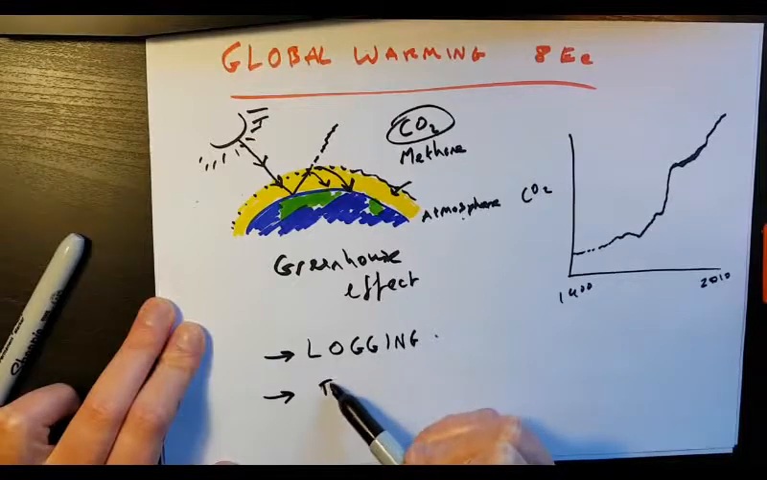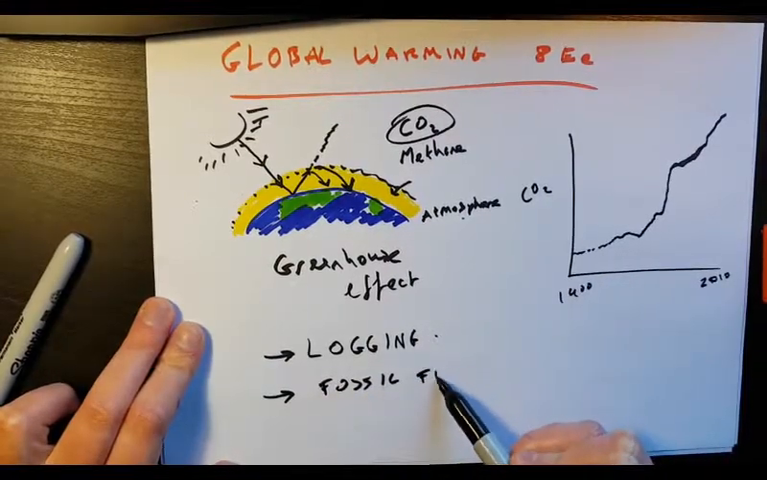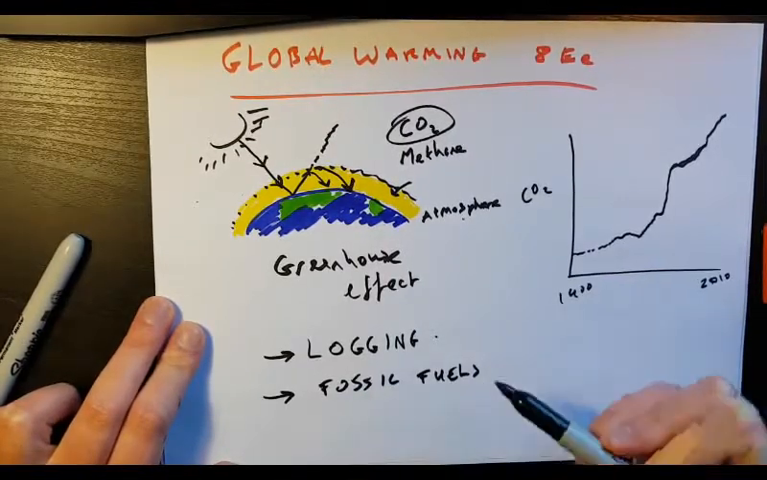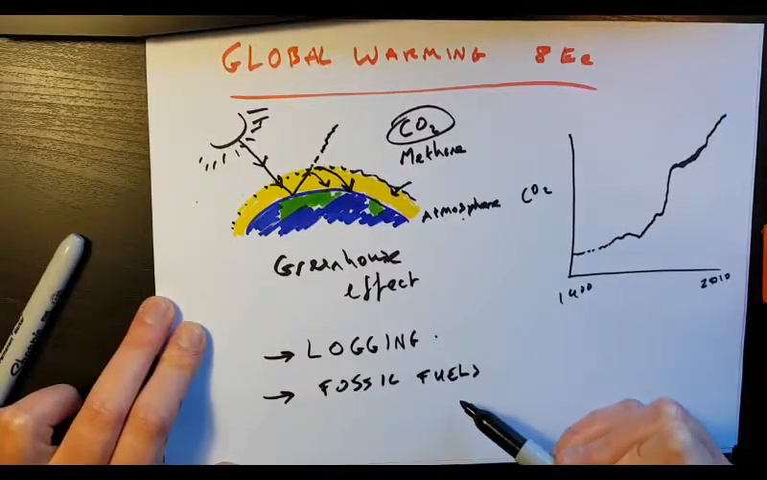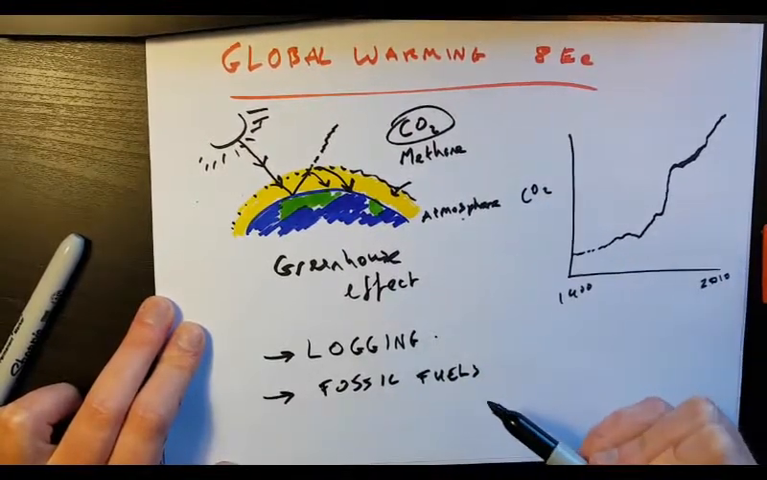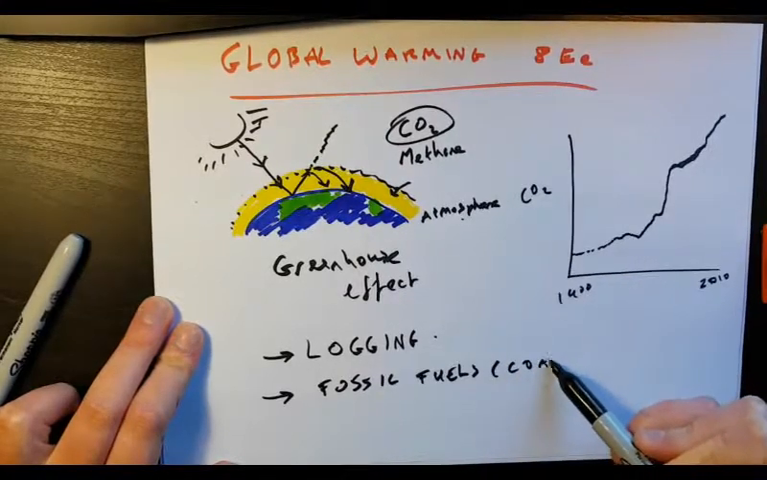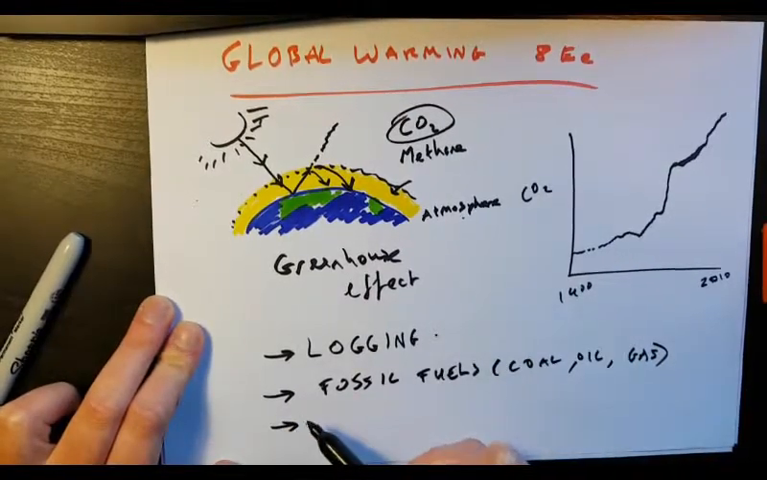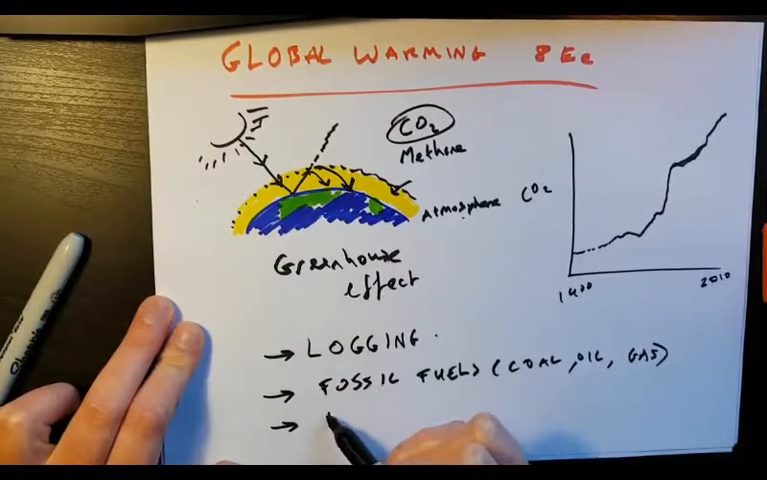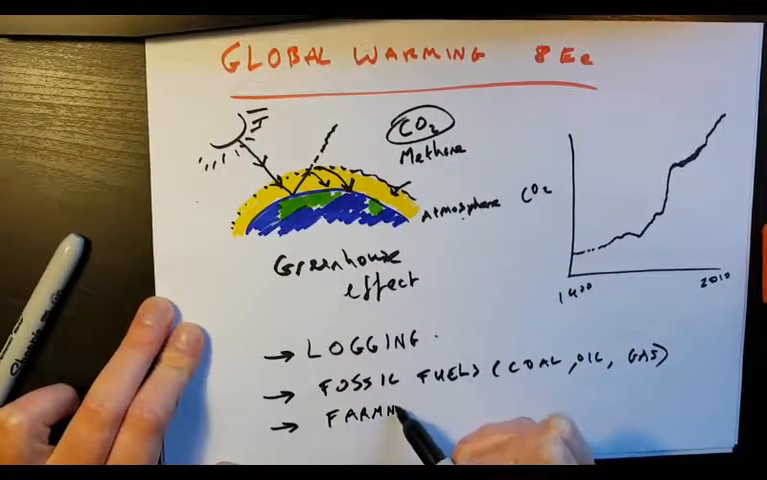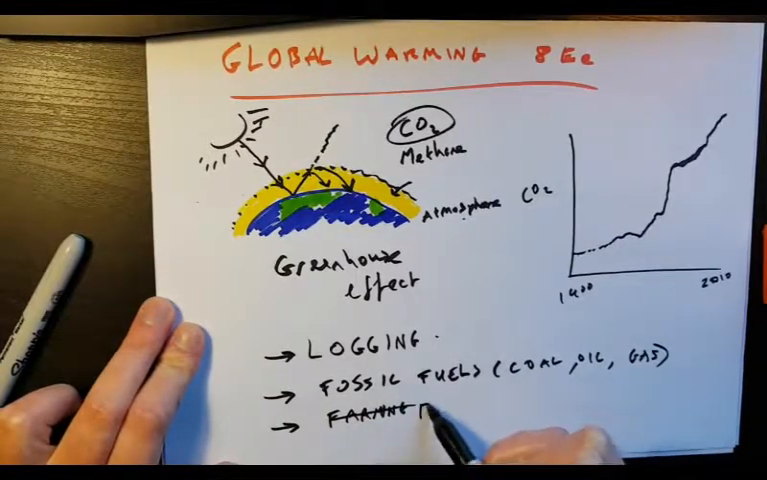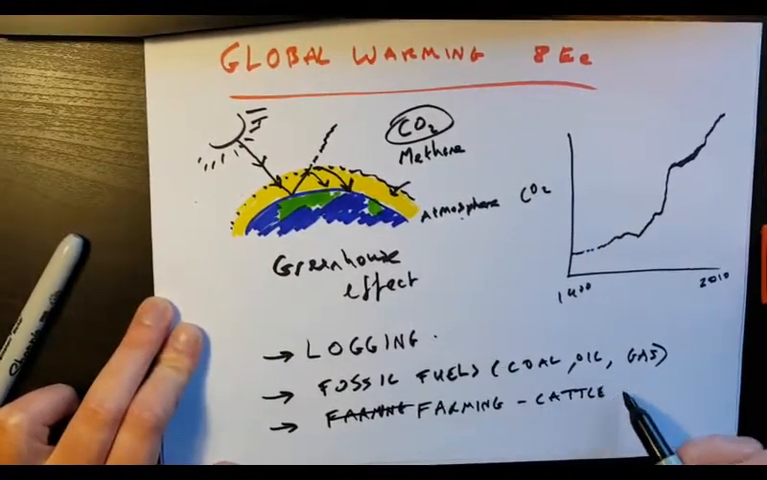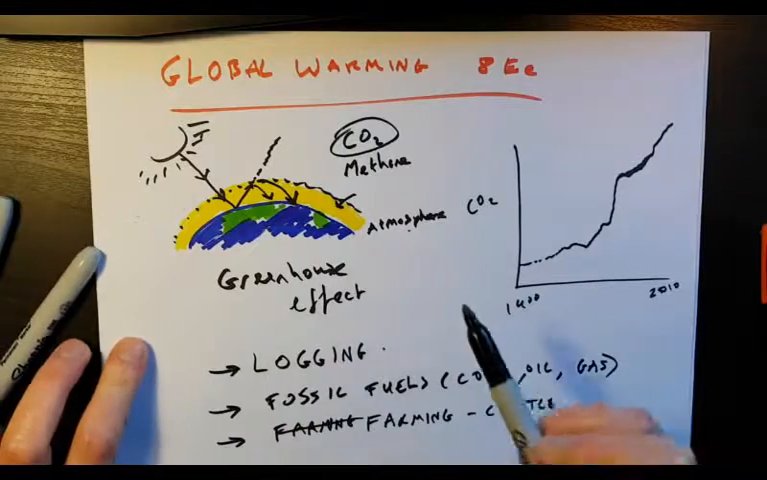Now another big thing is the burning of fossil fuels that we use to help produce electricity. So this is massive. If these fossil fuels are being burnt, we are releasing carbon dioxide into the atmosphere. So remember, fossil fuels are things like coal, oil, and gas. And then a third thing which contributes to methane being in the atmosphere is farming, so cattle. Cattle produce the waste gas of methane.